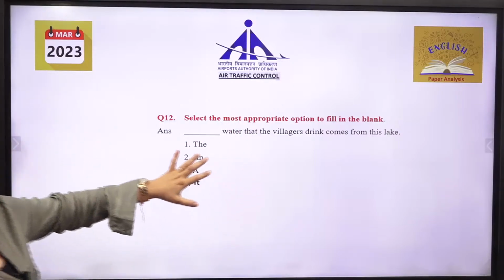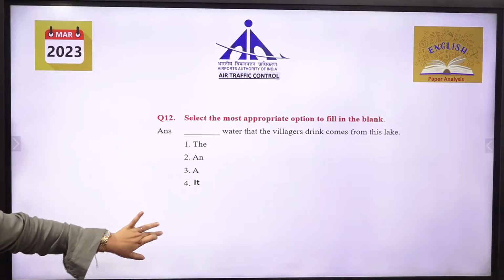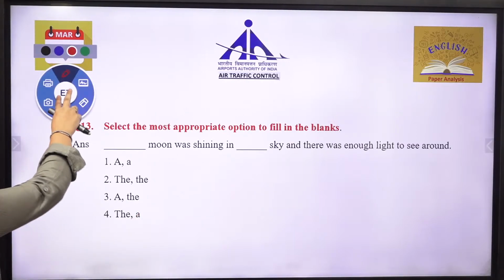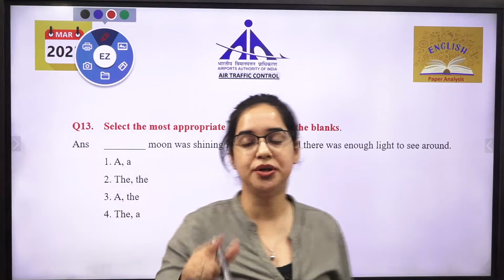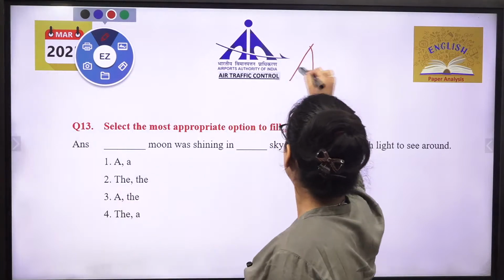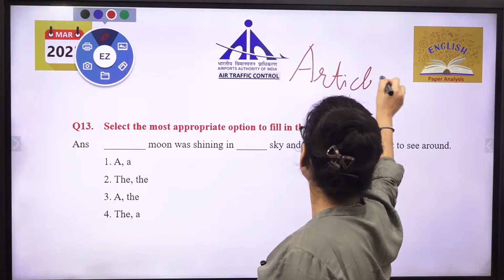So I've changed the question and I've just given the answers in a different manner. Now let's go for the 13th one. Select the most appropriate option to fill in the blanks. Now, in a similar way, I had discussed what comes with moon. Similar way, articles. Fourth question from articles. Articles अच्छे से कर लेना.